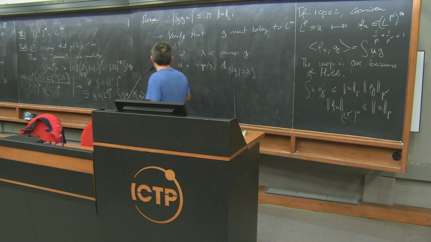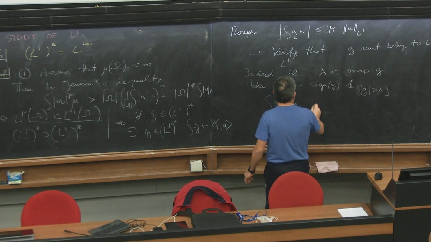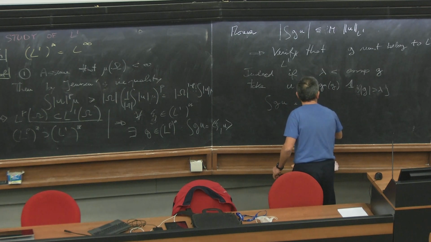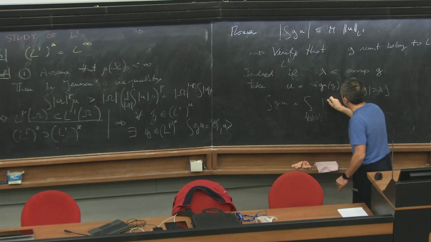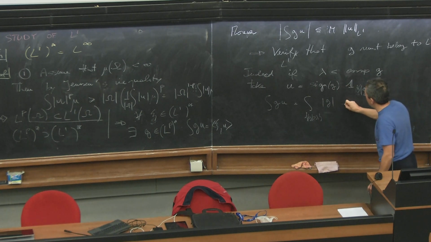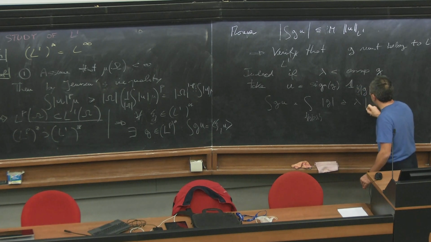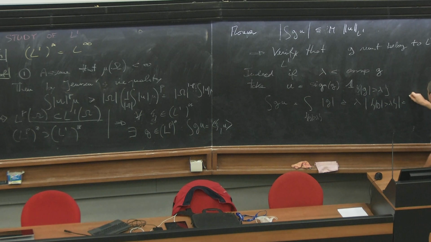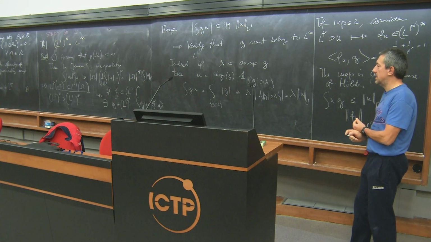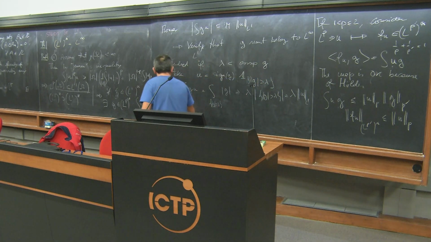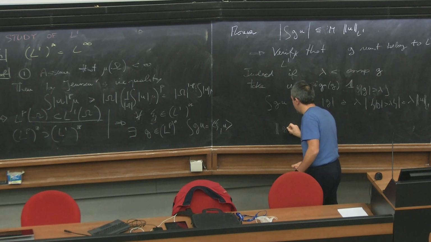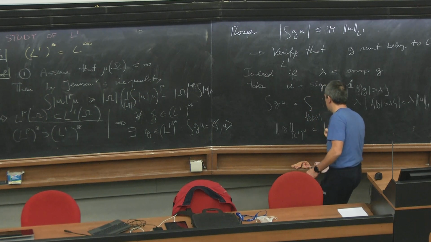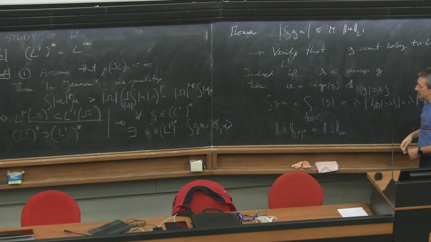So let's compute now what is the integral GU. It's the integral over this set, and what I get is exactly the modulus of G. And this is larger than, by definition, lambda times the measure of the set. But the measure of this set is the norm L1 of U. So I discovered that the norm of this operator G in the dual norm is equal to the norm of G in L infinity.